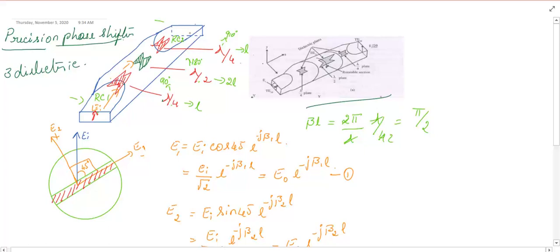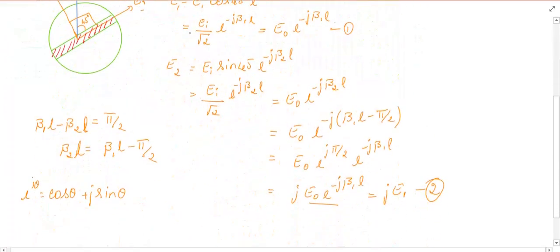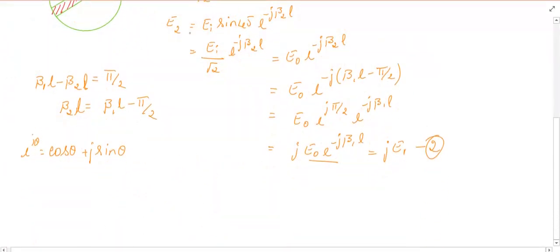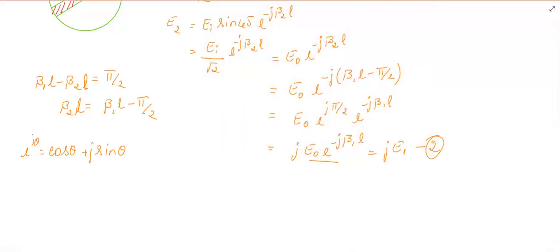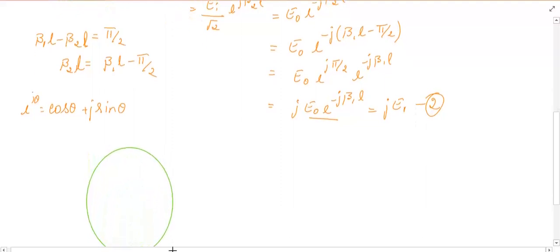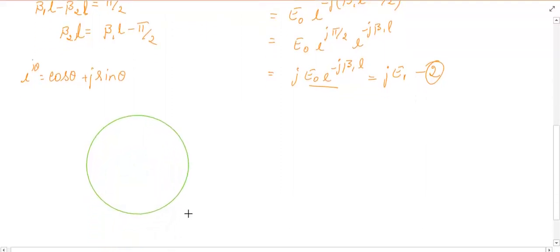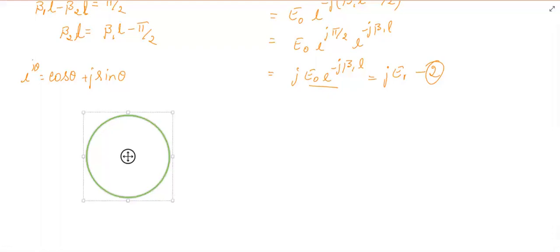When it reaches the next plate, as I have told, the next plate is making an angle of theta, right? So we can draw it like this. The next plate I will consider, let it be like this, and we'll consider the plate.